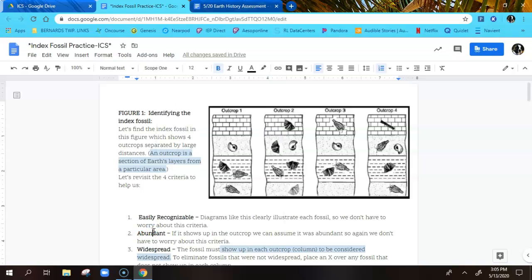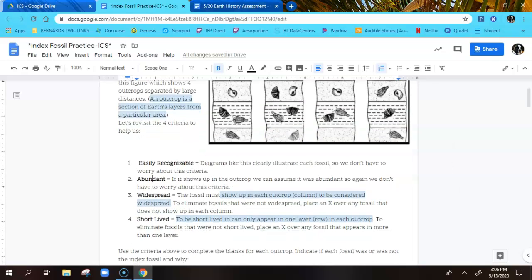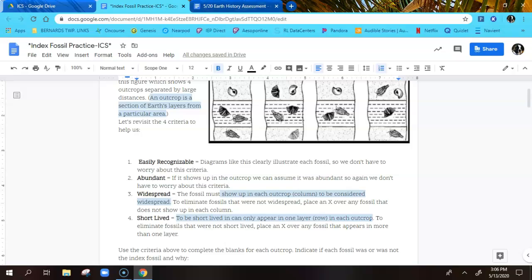So abundancy meaning if it shows up in the outcrop, we can assume it was abundant. So again, we don't have to worry about this criteria. So you can see here, like you see the trilobite here, you see a trilobite here, you see various trilobites, you see shells. You could call this thing here a moth. They're widespread. They're everywhere, or they're abundant. Sorry. Then numbers 3 and 4, so criteria 3 and 4, widespread and short-lived, are the ones that are going to help you the most when you're completing the work below.